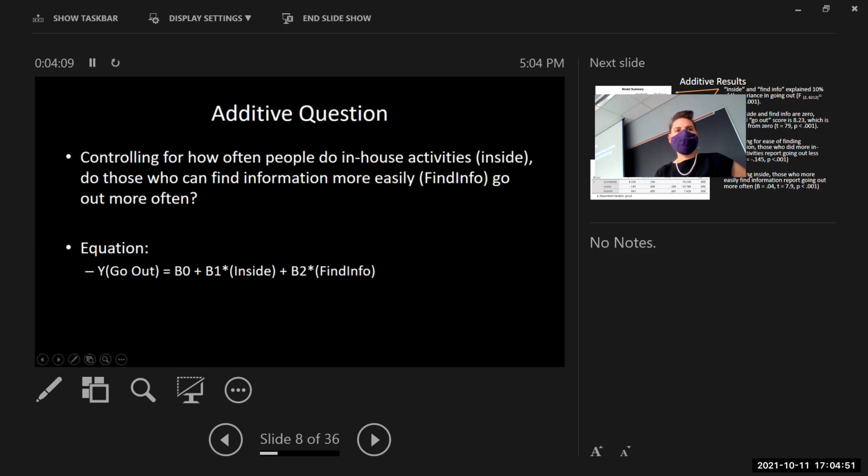So here is my representative equation. My y for going out is equal to the intercept plus b1 times stuff you do inside plus b2 times finding information. You'll see that this is an additive relationship. There's no interaction in this model at this point. I'm just asking about main effects and whether these things are related to one another.